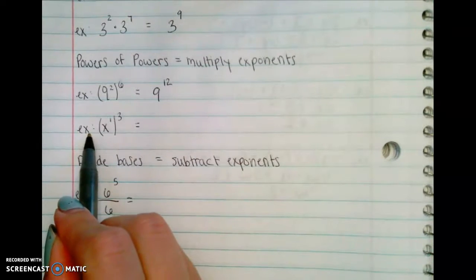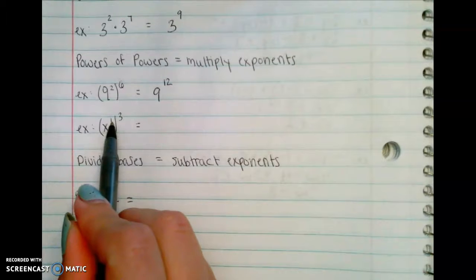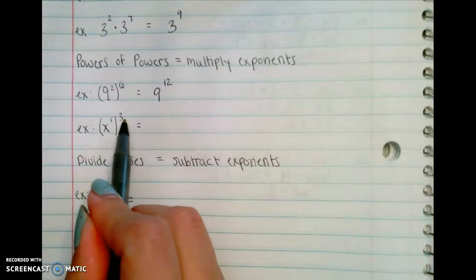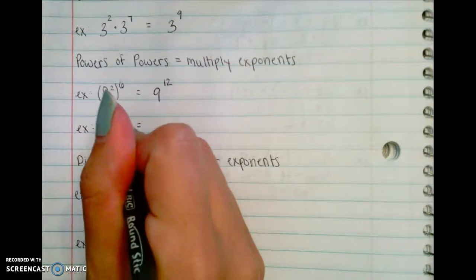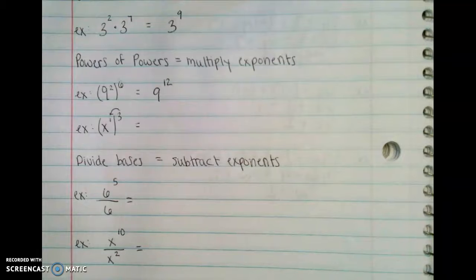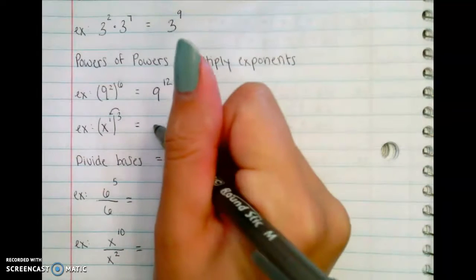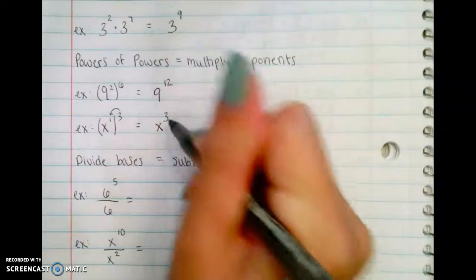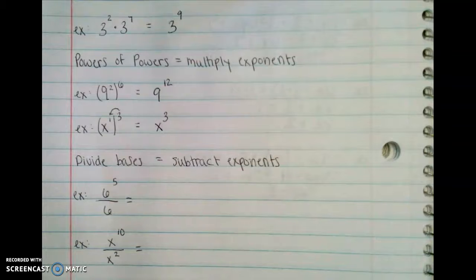For the second example, we have x to the first to the third power. So again, we're distributing in and we're multiplying the exponents together. So this would give you x to the third power. 3 times 1 is 3.